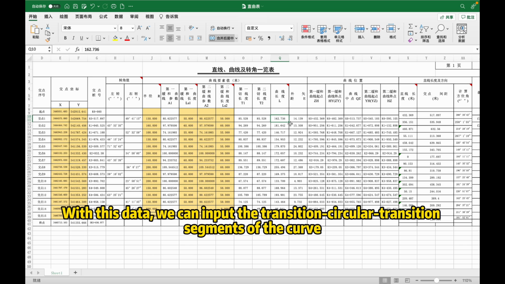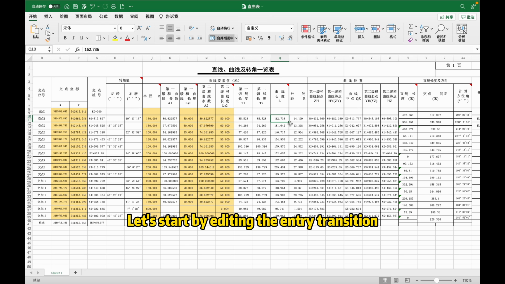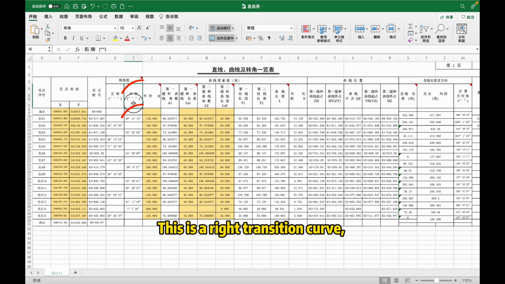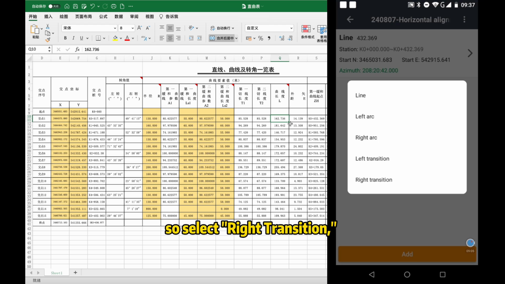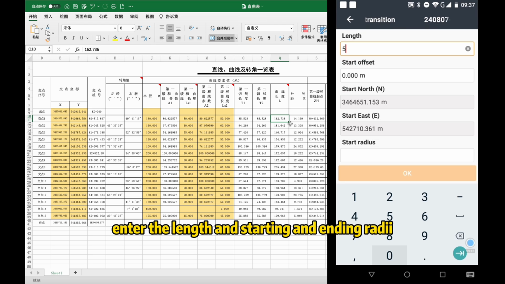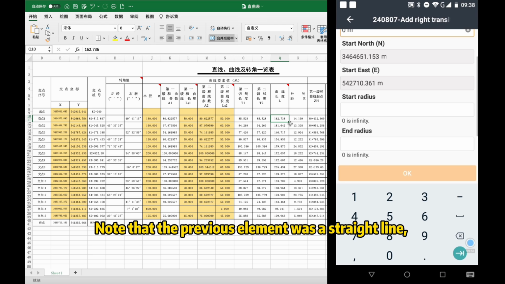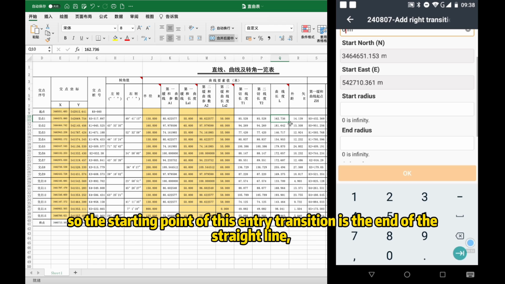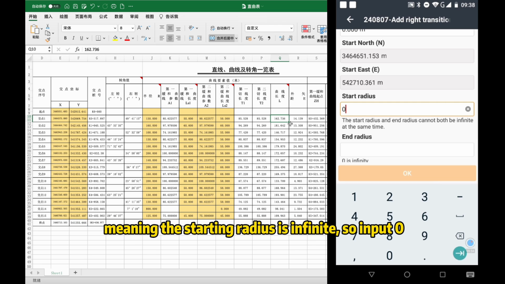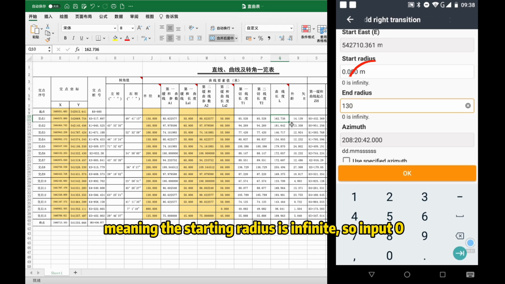With this data, we can input the circular transition segments of the curve. Let's start by editing the entry transition. This is a right transition curve, so select right transition, enter the length and starting and ending radii. Note that the previous element was a straight line, so the starting point of this entry transition is the end of the straight line, meaning the starting radius is infinite, so input 0.